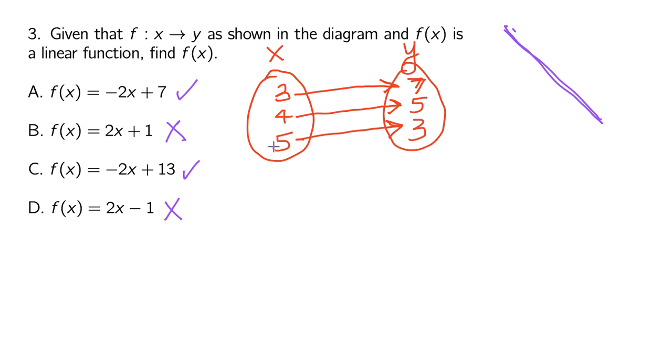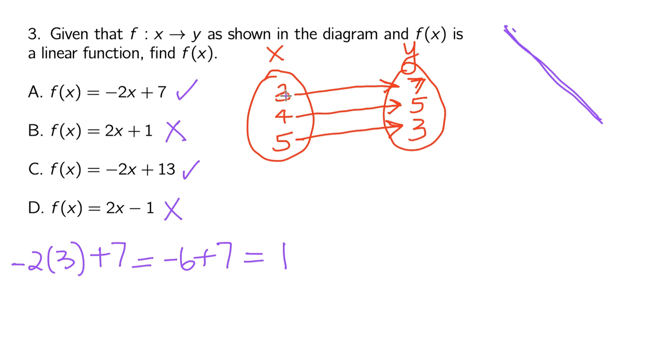and you can check which one is the right one by just substituting values into it to see what happens. So you can put x equals 3 into it. Let's put x equals 3 here. When you do that, you get minus 2 times 3 plus 7. This is equal to minus 6 plus 7, which is equal to 1.